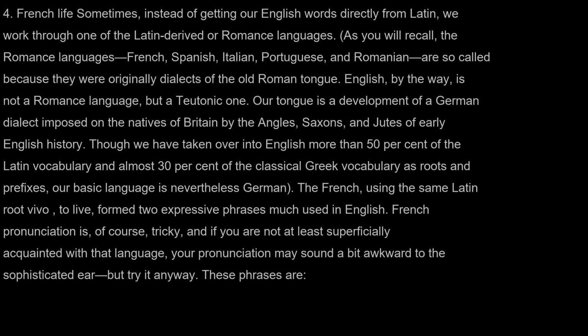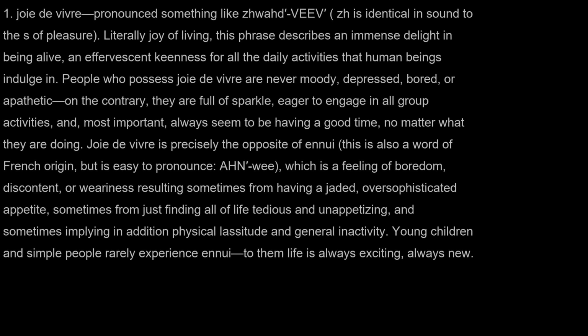The French, using the same Latin root vivo, to live, form two expressive phrases much used in English. French pronunciation is, of course, tricky, and if you are not at least superficially acquainted with that language, your pronunciation may sound a bit awkward to the sophisticated ear, but try it anyway. These phrases are: 1. Joie de vivre, pronounced something like "zhwah de veevr"; zh is identical in sound to the s of pleasure. Literally joy of living, this phrase describes an immense delight in being alive, an effervescent keenness for all the daily activities that human beings indulge in.